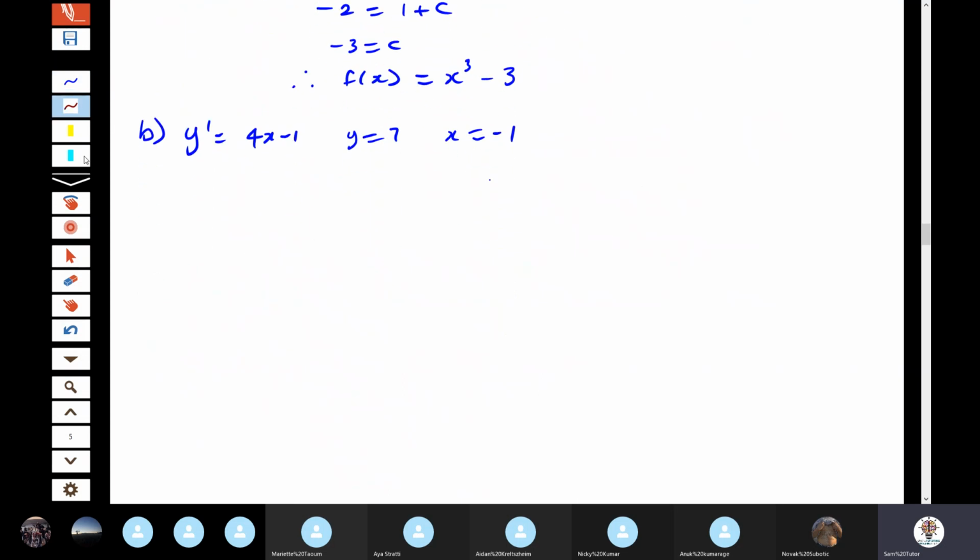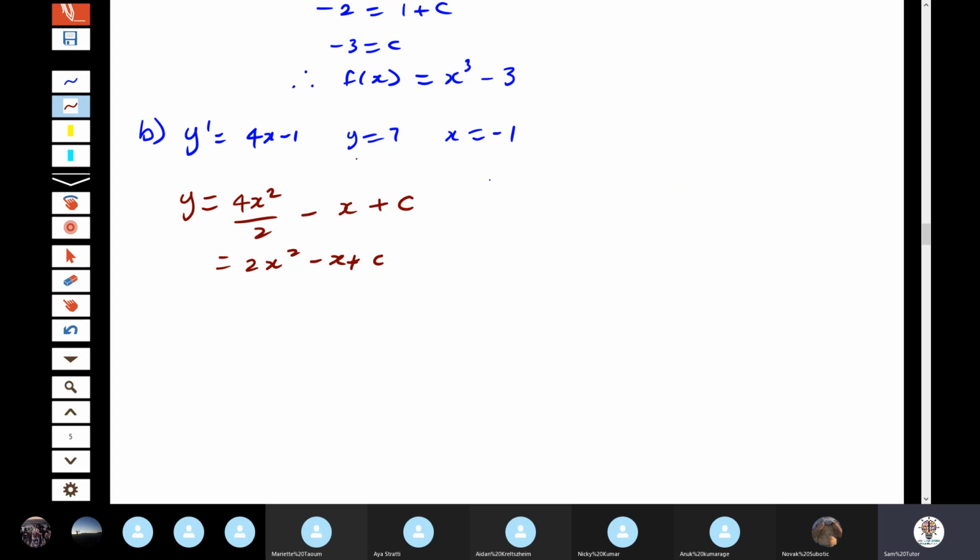First we integrate. So we get 4x squared over 2 minus x, which is just 2x squared minus x plus c. Don't forget your plus c. So we're going to integrate it. We get something like this. Do you need me to write the integral sign for this, or you're okay with me just skipping it? That's fine.